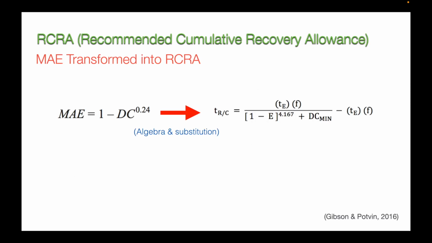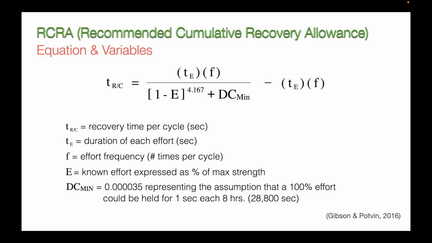Okay. Now the MAE can be transformed into the RCRA, or recommended cumulative recovery allowance, using algebra and substitution. We get a new equation. In this equation, we can take the duration of the effort, the frequency or number of times we do it, and the magnitude of the effort as a percentage of maximum strength, and calculate the recovery time needed for the muscles involved to recover, so we can prevent undue levels of fatigue.